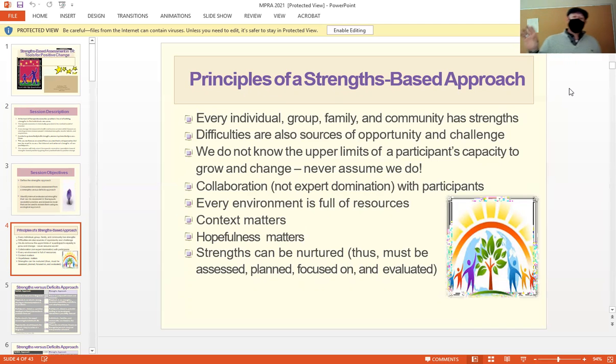Next, an important thing, a big word, collaboration with our participants. And it has in parentheses here, not expert domination. We don't want to come to them with this all-knowing approach and say, I'm the professional, this is what we're going to do. Collaborate with them. Talk about what they enjoy. Talk about what they don't want to do. Collaboration leads to them really buying into their program and seeing more success out of what they're doing, because they have had some say in what's going on, okay?